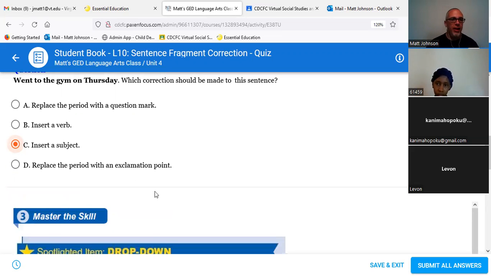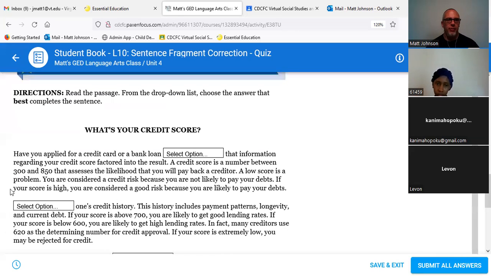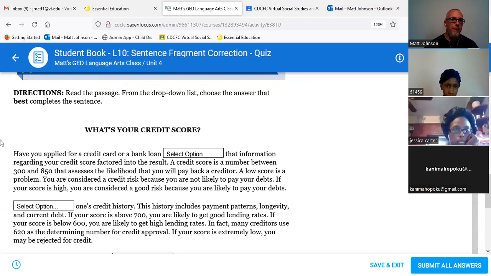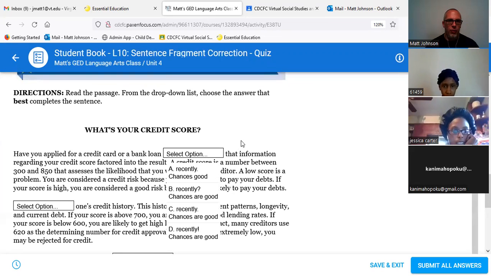All right, and then I think we'll have our little paragraph here, so we'll have to make some changes in our drop boxes here to fix our sentences. So read along with me here, and I'll pick on you guys to make corrections for us or select the right completion for the sentences here. So, have you applied for a credit card or a bank loan recently? Right? So what do we want to end that with? Jessica, how do we fix this one?